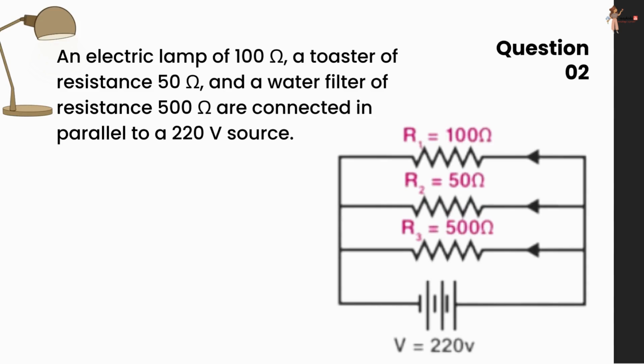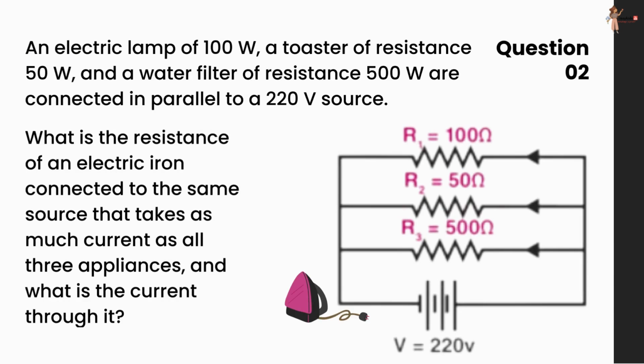Next, an electric lamp of 100 ohms, a toaster of resistance 50 ohms, and a water filter of resistance 500 ohms are connected in parallel to a 220 volt source. What is the resistance of an electric iron connected to the same source that takes as much current as all three appliances, and what is the current through it?